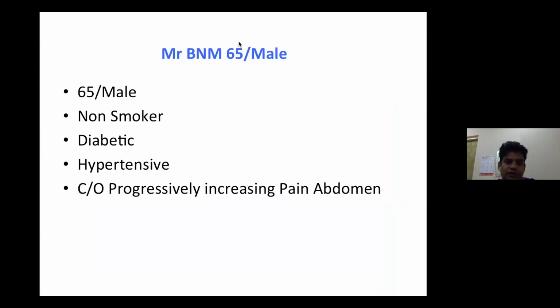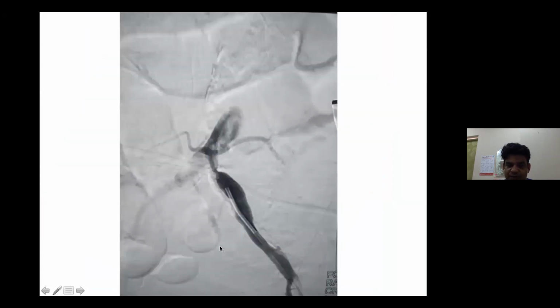Now let's look at the next example. He is a 65-year-old man. He's a non-smoker but diabetic, hypertensive. He presented with progressively increasing pain abdomen. And this is a CT angiogram which is showing abdominal aortic aneurysm again. And there is a stenosis over the common iliac artery on the left side, which has to be dilated.